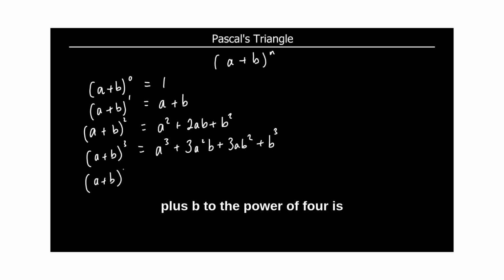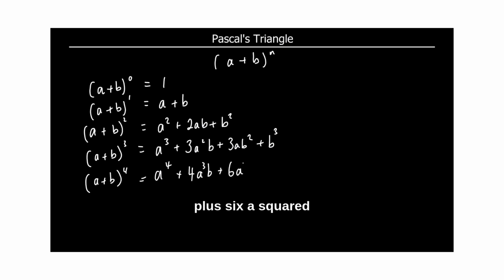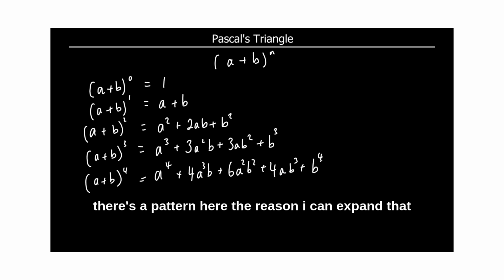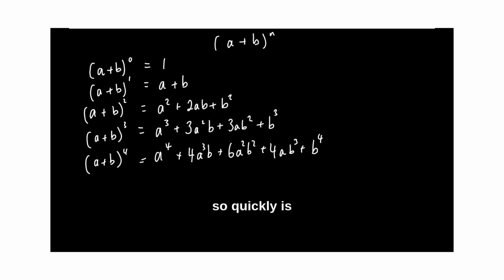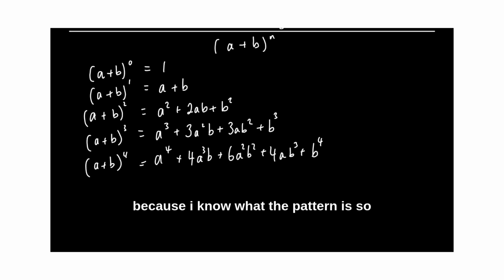(a + b) to the power of 4 is a to the power of 4 + 4a cubed b + 6a squared b squared + 4ab cubed + b to the power of 4. So there's a pattern here. The reason I can expand that so quickly is because I know what the pattern is.